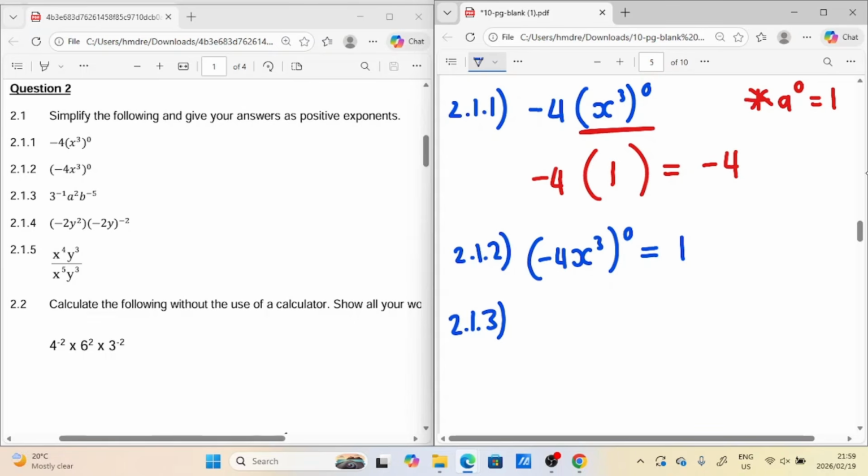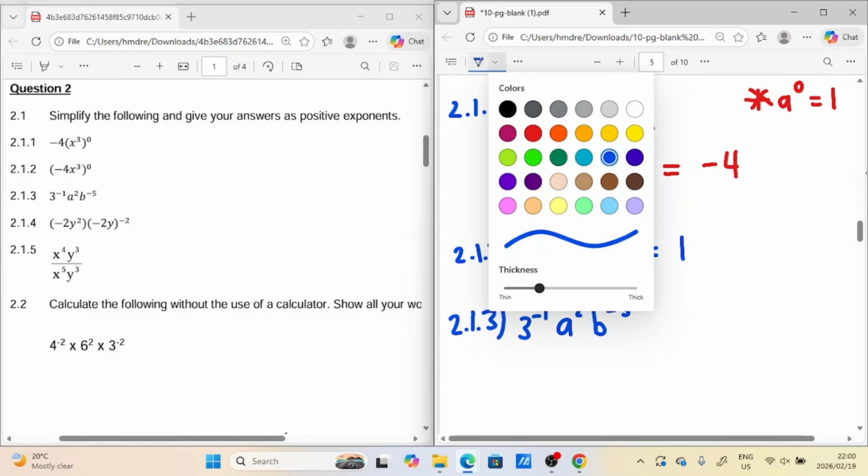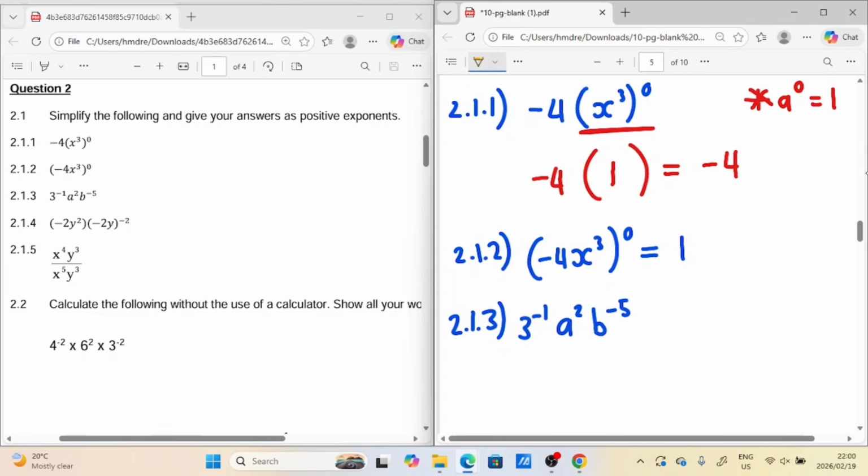2.1.3. We've got 3 to the power of minus 1, a squared, b to the minus 5. We have to simplify and give our answers as positive exponents. Okay, this one, we can't do too much. 3 to the minus 1, a squared, b to the minus 5. We can't really simplify this one at all.